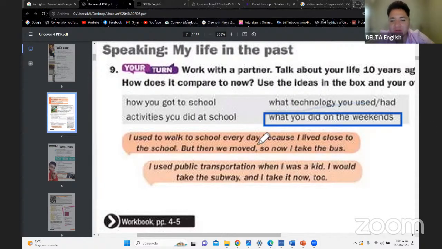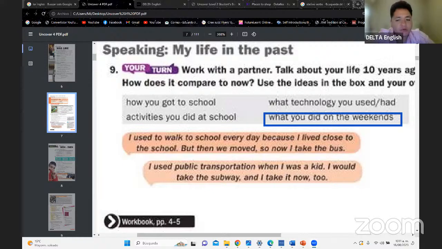What did you used to do on the weekends? What did you used to do? Que también se podía utilizar. What would you used to do on the weekends? Like 10 years ago.